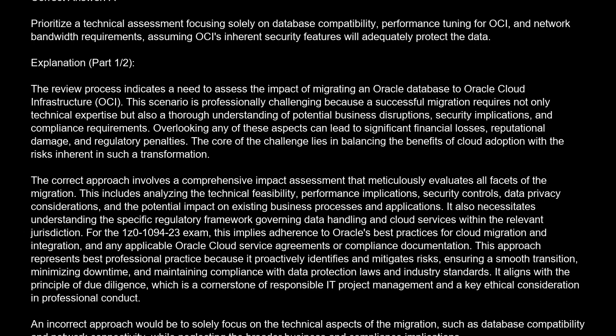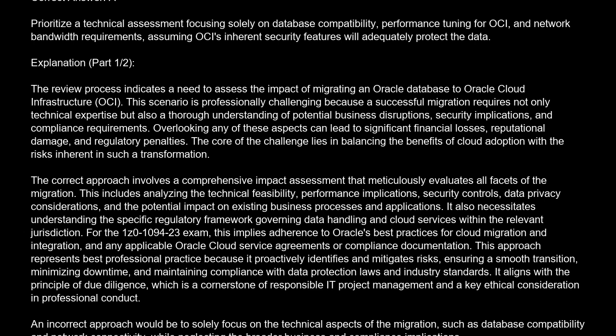transformation. The correct approach involves a comprehensive impact assessment that meticulously evaluates all facets of the migration. This includes analyzing the technical feasibility, performance implications, security controls, data privacy considerations, and the potential impact on existing business processes and applications. It also necessitates understanding the specific regulatory framework governing data handling and cloud services within the relevant jurisdiction.